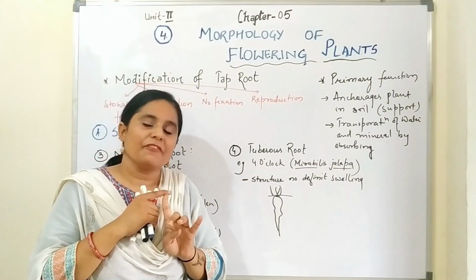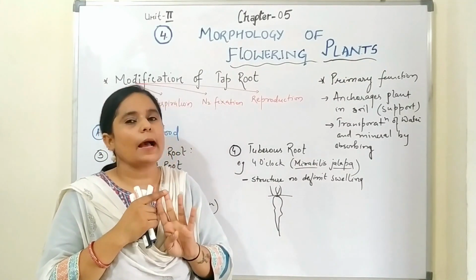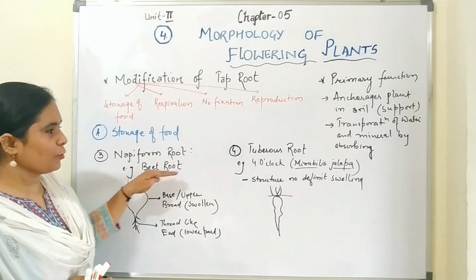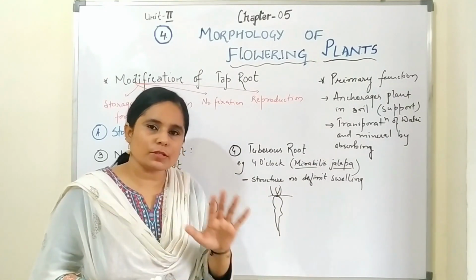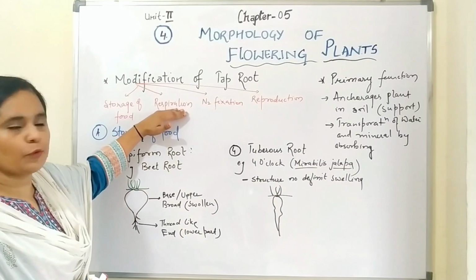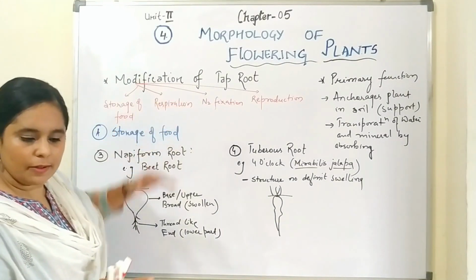One is fusiform, the example is radish. Second is conical, example is carrot. Napiform, example is beetroot, and tuberous root, the example is Mirabilis jalapa. So this is for the function of storage of food. Now I will move to the next modification of the root, that is respiration.